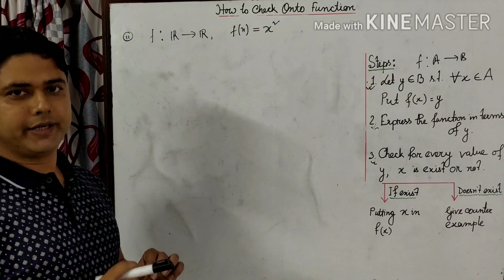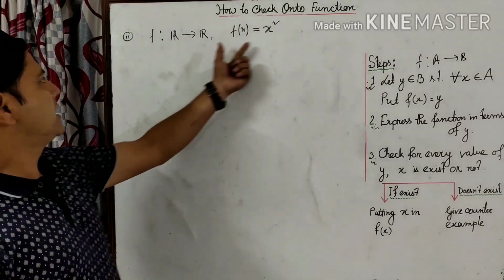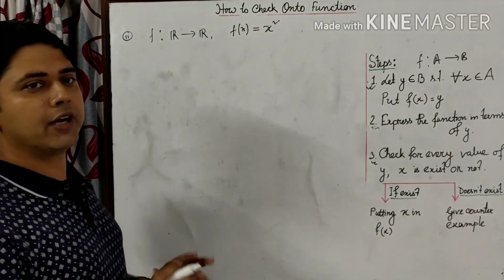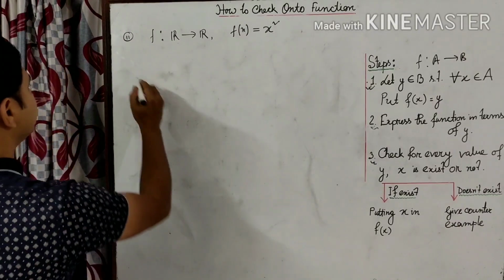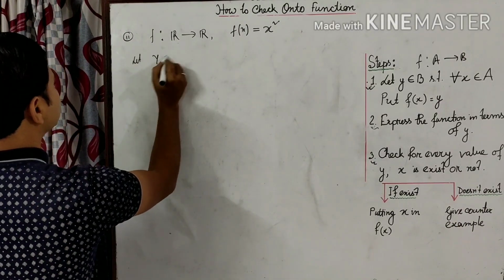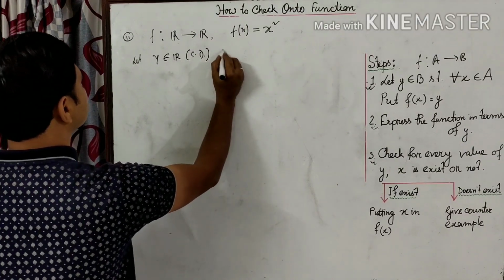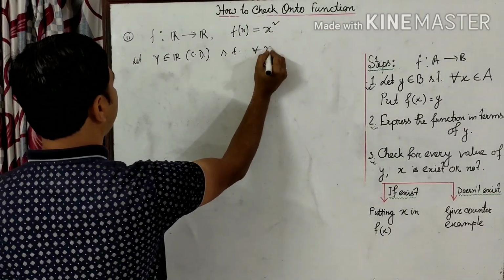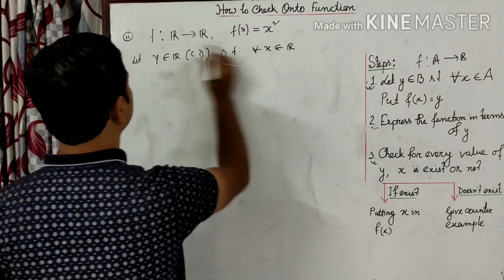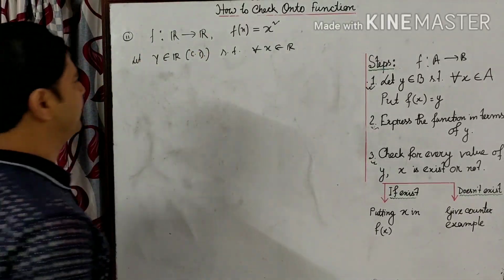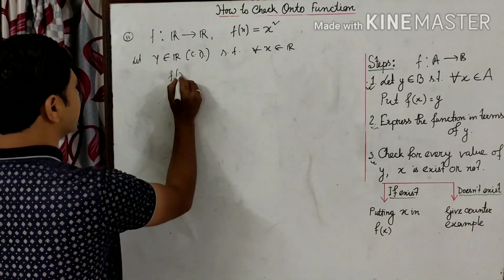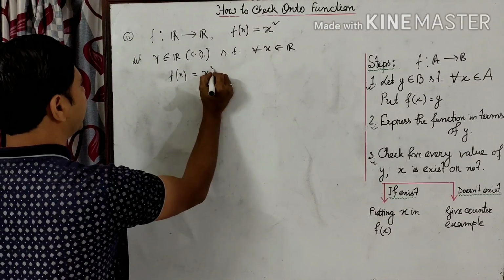Here we consider another example. f of x equal to x square. f is a function from R to R, real number to real number. Similarly, let y belong to R. R means the codomain of this function, such that for all x belonging to R. R means the domain of the function. Now what is the given function? f of x equal to x squared.